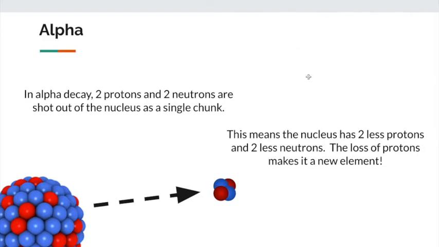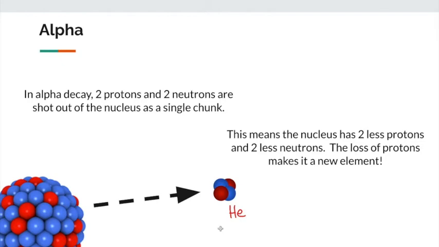As you should have seen in your notes, in alpha radiation, 2 protons and 2 neutrons are shot out of the nucleus as one full chunk. Now, if you're looking at your periodic table, you might notice that this is exactly the same thing as a helium nucleus. In fact, it's often referred to as a helium nucleus, and if this chunk slowed down or was able to pick up a couple electrons, it would be indistinguishable from another helium atom. So that's alpha decay.